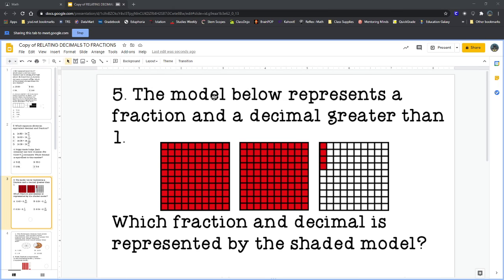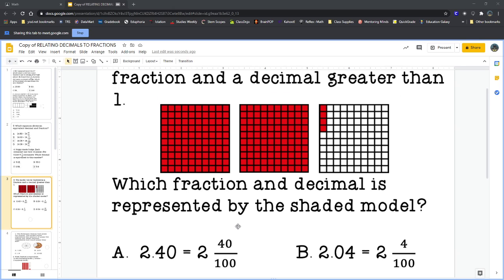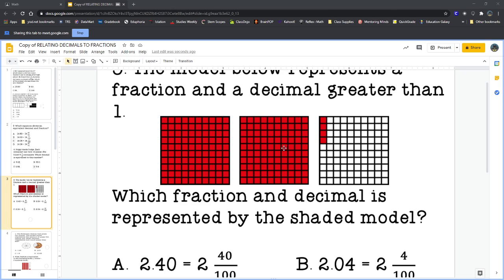Problem 5 says the model below represents a fraction and a decimal greater than 1. Which fraction and decimal is represented by the shaded model? How many whole models are colored in? Who can tell me how many whole models are colored in? Alexa? 2 whole models are colored in.